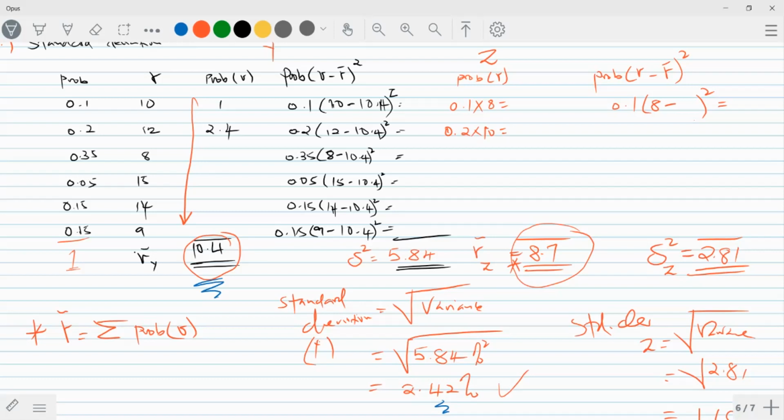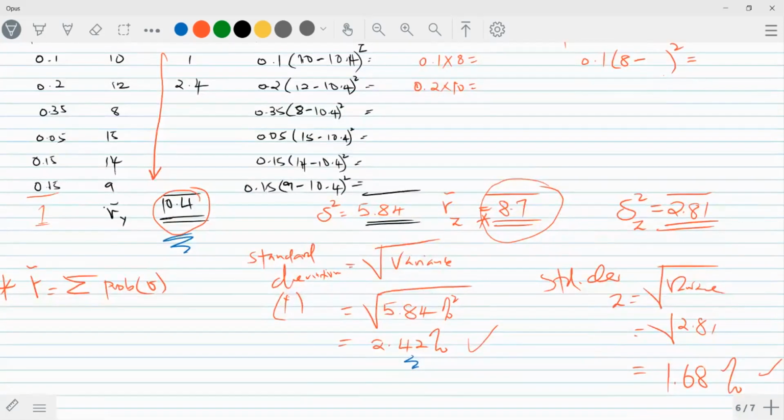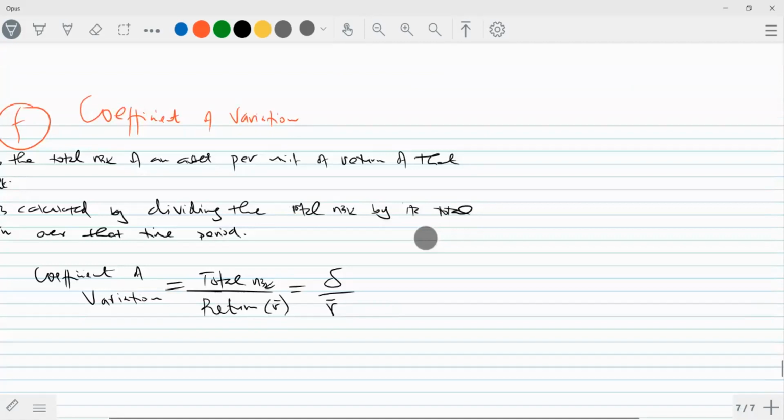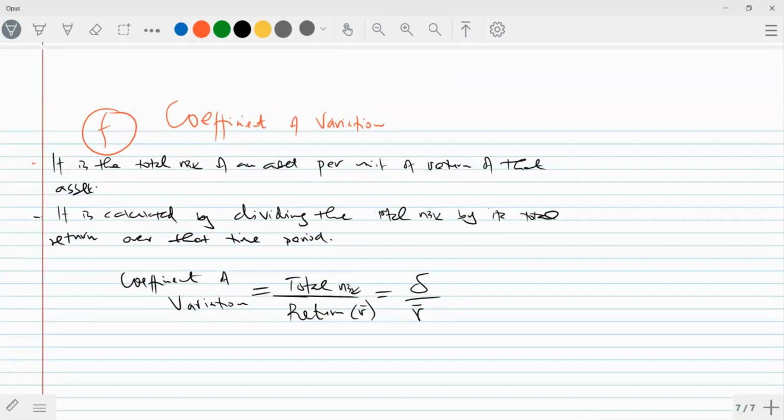The return for Z is 8.7, it's lower, but it has lower risk. Don't forget, as I think we mentioned in CAPM, that the investor is assumed to be risk-averse. What does it imply? It implies they make decisions based on the risk and return. Let me just define that term here.